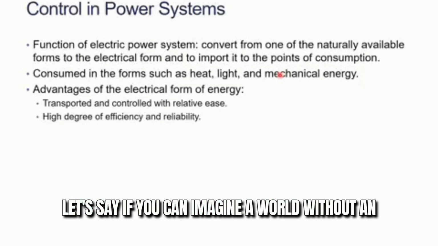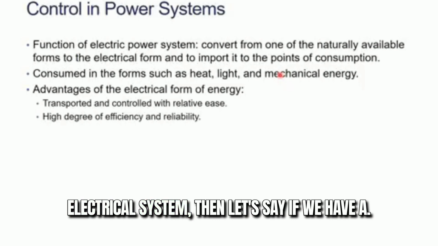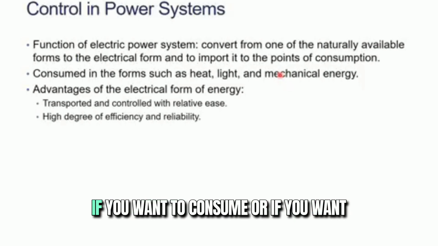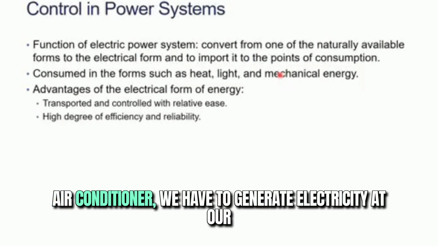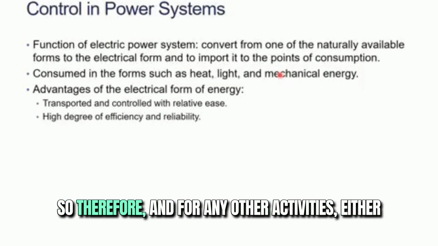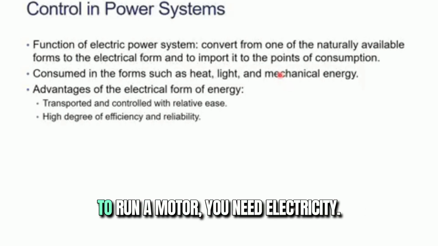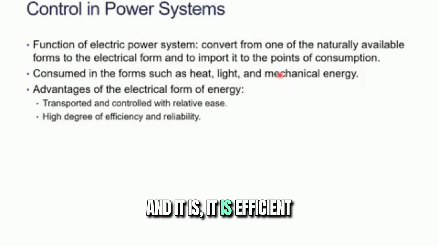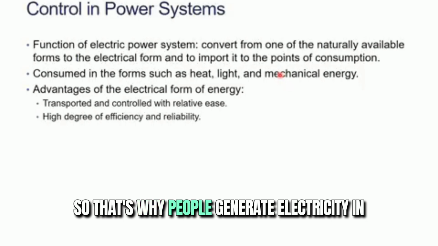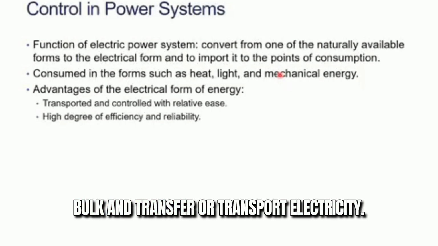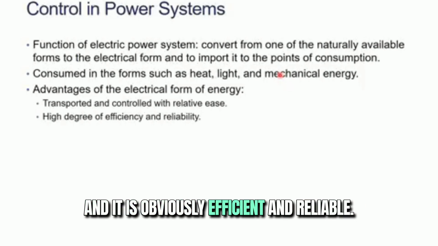if you can imagine a world without an electrical system, then if you want to use any appliance, even our refrigerator or air conditioner, we have to generate electricity at our local end, which is not always possible. And for any other activities, if you want to heat anything or run a motor, you need electricity, and it is efficient to generate electricity in bulk. So that's why people generate electricity in bulk and transport it, and it is obviously efficient and reliable.